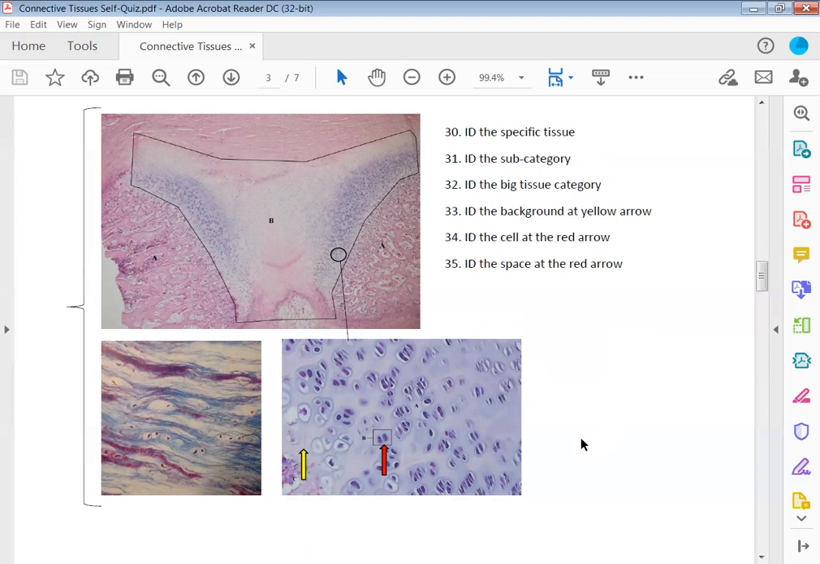Number 34 and 35, you're looking at the red arrow here. 34 says, identify the cell. That would be your chondrocyte. Remember, chondro means cartilage, cyte means cell. So the little bitty dot inside here, the dots, that's going to be your chondrocyte. Number 35, identify the space. So each chondrocyte sits inside a space bubble, and that space bubble, you can see them really well right here. Those little pockets or bubbles are called your lacunae.